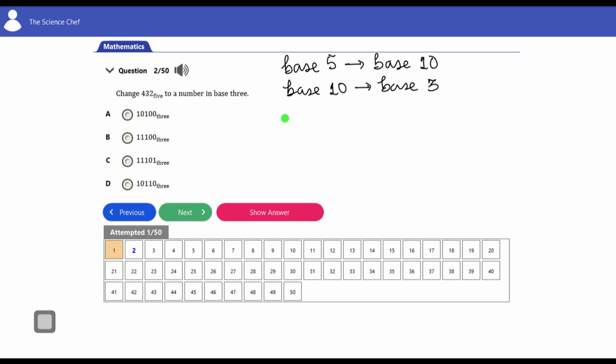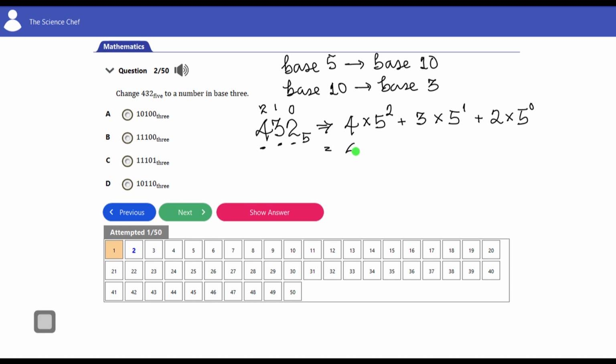Now when converting from a given base to base 10, use a place value system. That's 432 base 5. So this is 0 as the unit, this is 1, this is 2. So if we are to convert this to base 10, this will be 4 times 5 raised to power 2, right? This place value is 5 raised to power 2. This one is 5 raised to power 1. This one is 5 raised to power 0. Plus 3 times 5 raised to power 1 plus 2 times 5 raised to power 0.